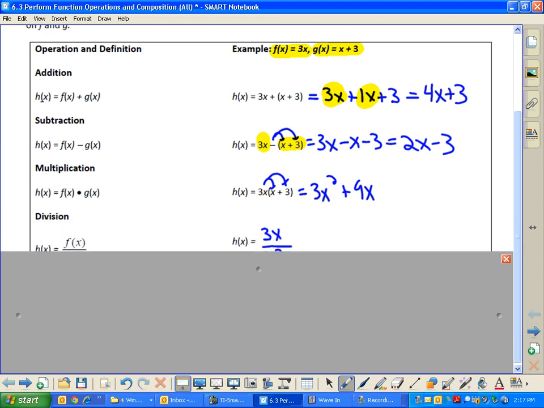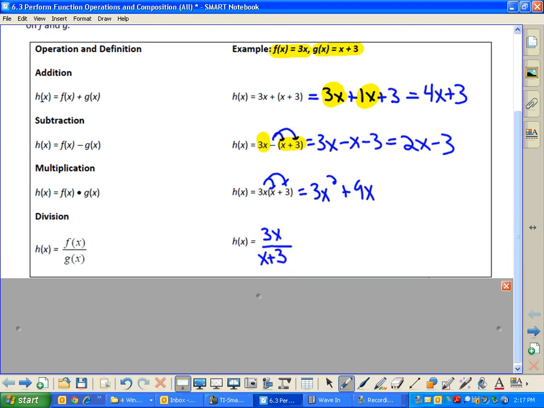Division is just setting up a ratio of your two functions. So in this case, if we wanted to define the new function h of x as a quotient of f of x and g of x, it's just as simple as putting, for now, f of x over g of x. So we have 3x over x plus 3. You want to try to reduce this function if possible.